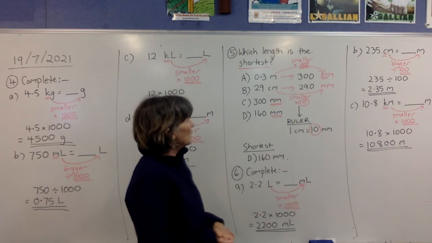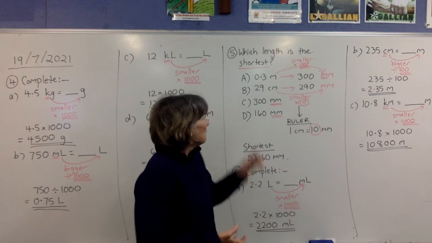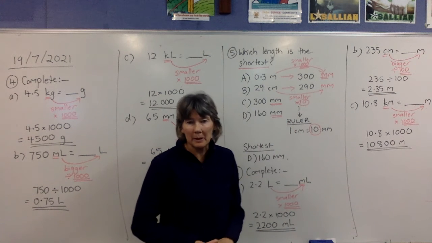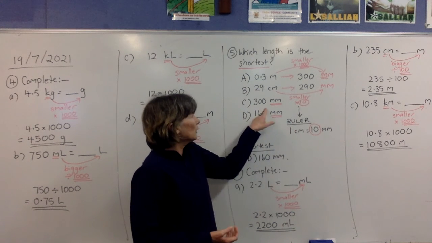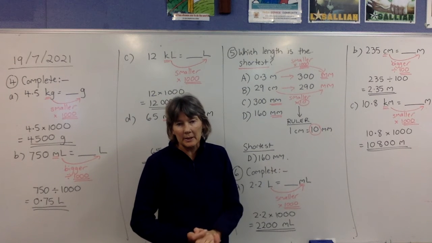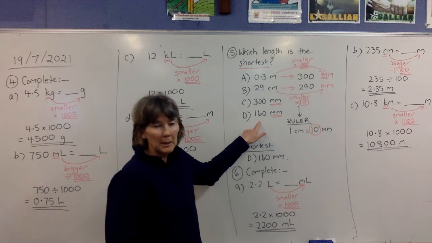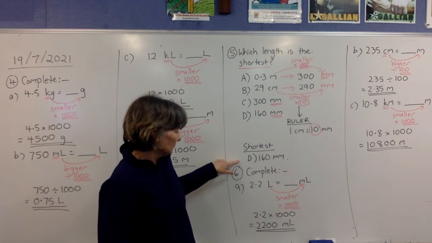So to answer the question now, we're looking at A, 300 millimetres, B, 290 millimetres, C, 300 millimetres, and D, 160 millimetres. The shortest length out of all of those is 160 millimetres. So the answer is D.